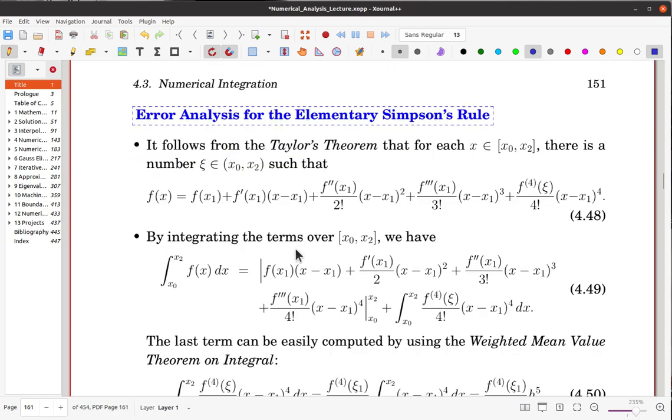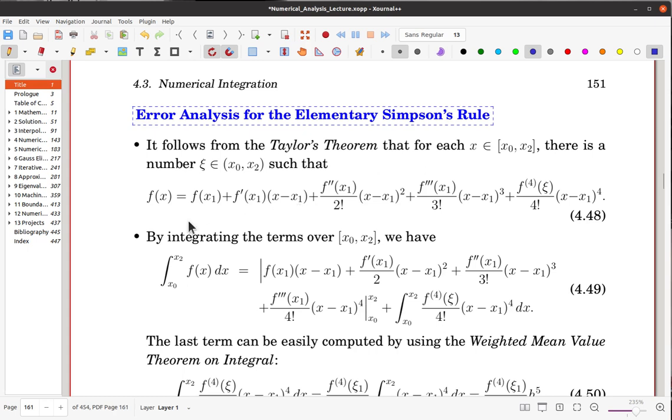Error analysis for the elementary Simpson's rule. We'll use the Taylor series expansion. It follows from Taylor's theorem that for each x in the interval, there is a number psi such that f of x can be written in this form. Now the expansion is about the midpoint.